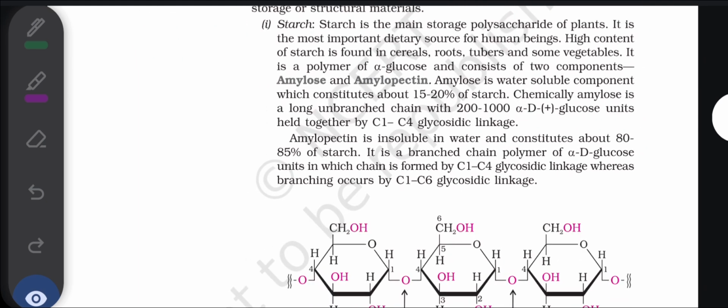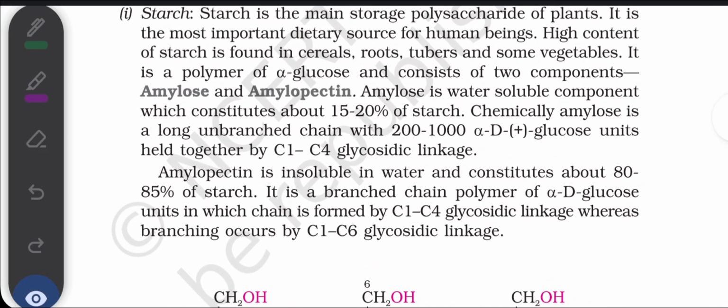Starch is the main storage polysaccharide of plants. So we know that in plants, the food is stored in the form of starch. So it is the main storage polysaccharide of plants. It is the most important dietary source of human beings. High content of starch is found in cereal, root, tuber, and some vegetables.